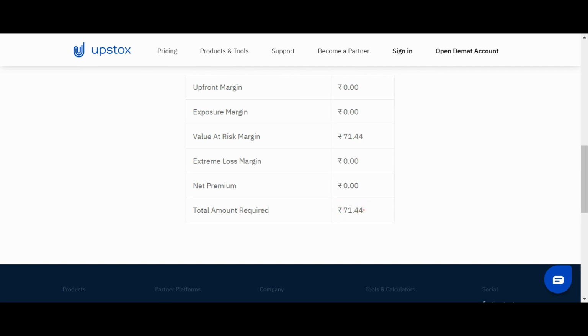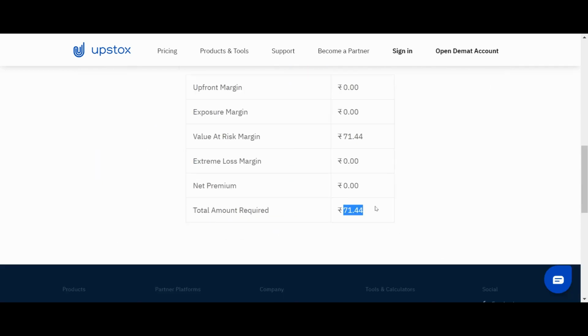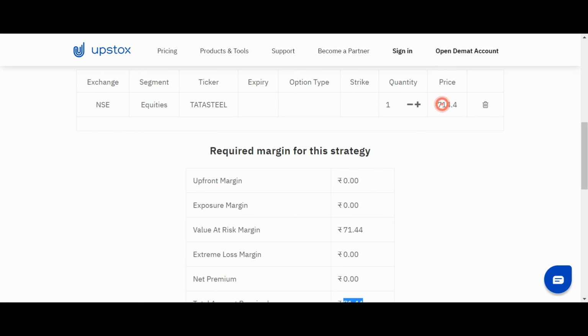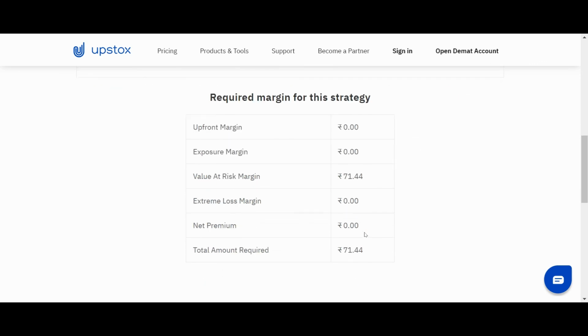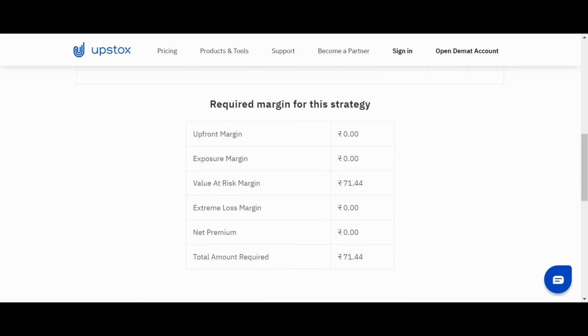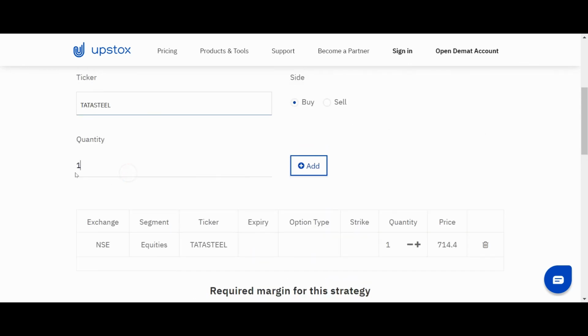And if the price goes higher, let's say you bought it at 71 and sold it at 750, the profit you keep with you, and you give the stock back to the broker. That is the simple thing which is margin trading.